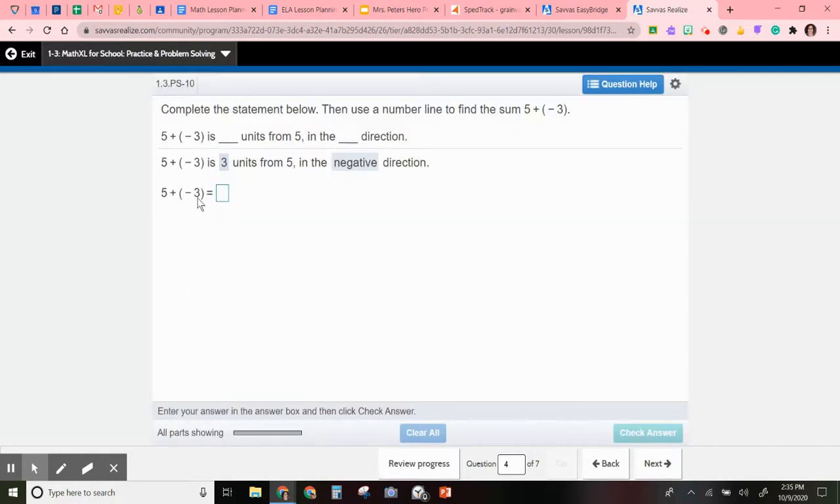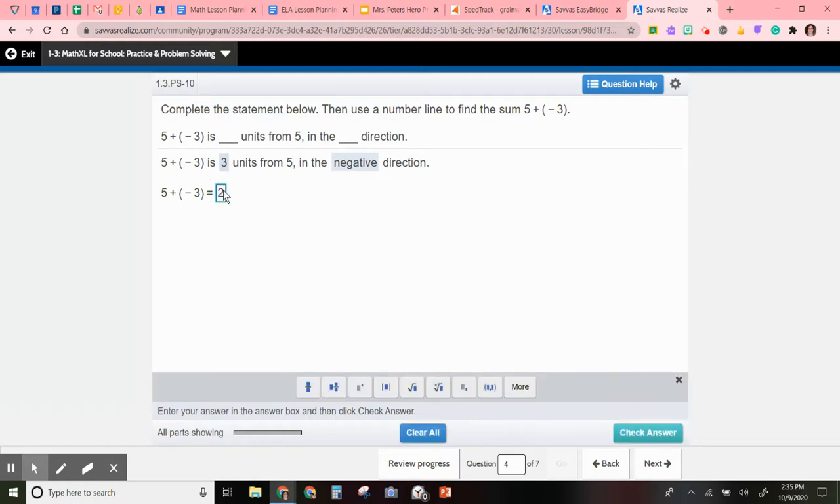And then I see that we have different signs. So when we have different signs, we need to subtract. 5 minus 3 is 2. And then we need to decide if we keep it positive or change it to negative. Think about which number is further from 0, 5 or -3. 5 is further from 0, so we are going to keep this answer positive.